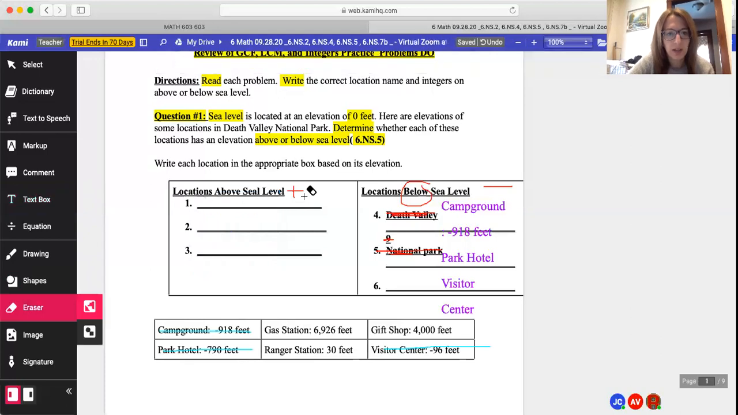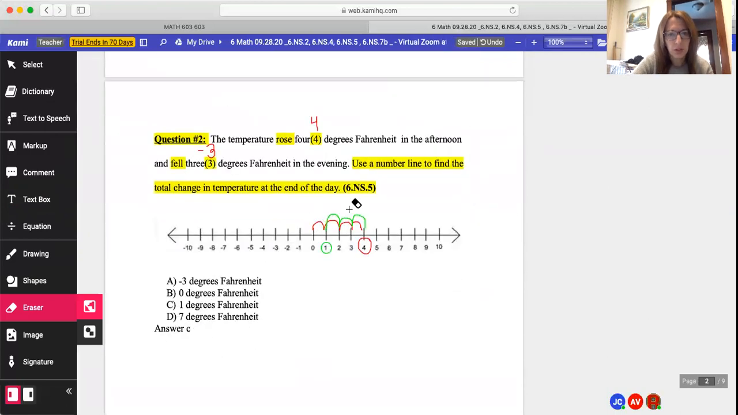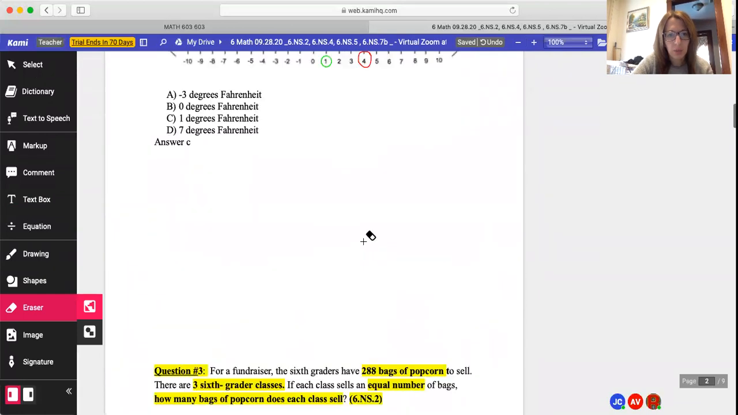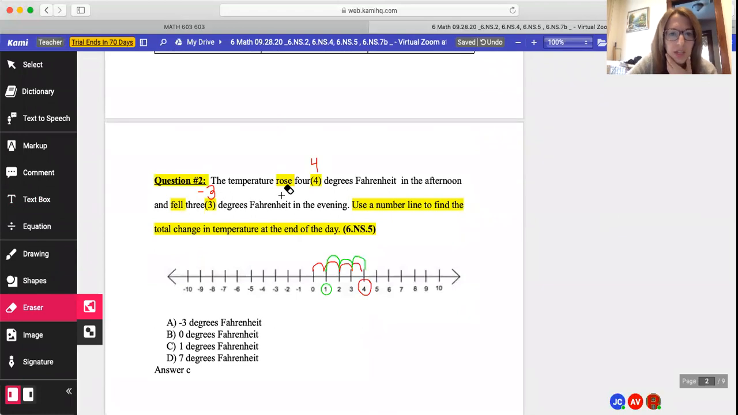Moving on to the next one. Here we go. We're going to move on to question 2 here. I'm not sure why that's there, but I'll take that. But okay. The temperature rose 4 degrees. If something rises, it's at a positive integer, so 4. If it fell, it's at negative 3 degrees.